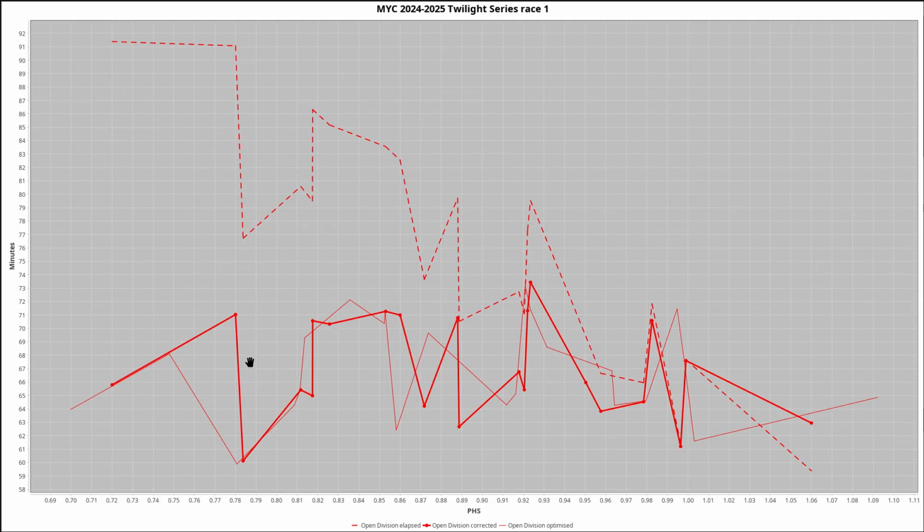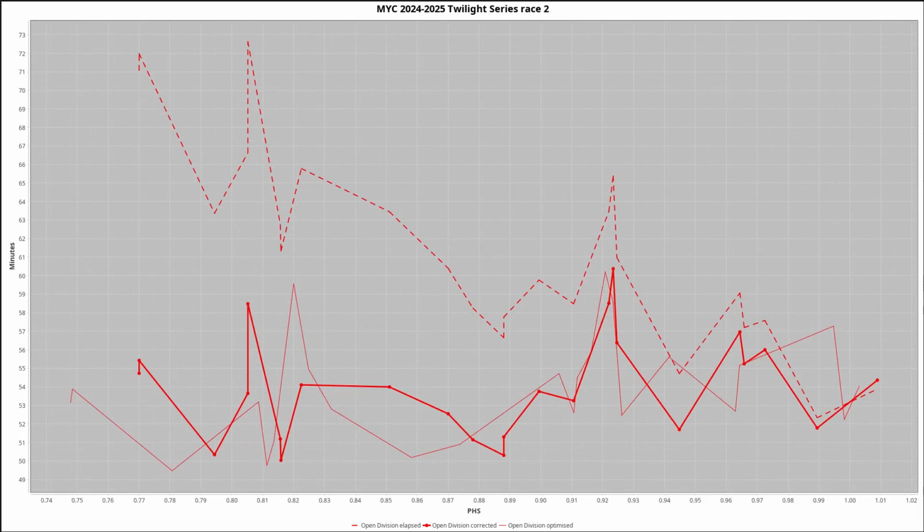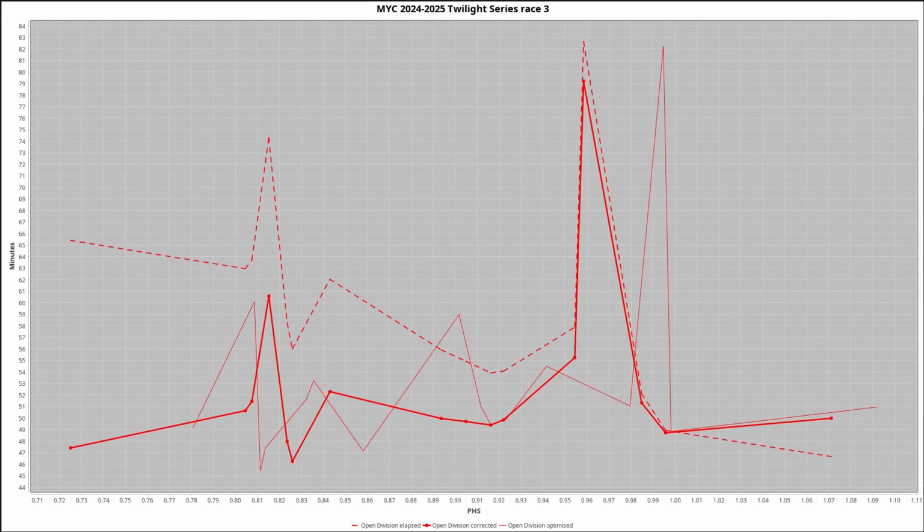I mean, it's probably within the variance of the boats themselves. They tend to zigzag up and down more than what the handicap would allow. So let's have a look at a few more. Race 2, another lovely one. Nice level lines. Maybe the slower boats are a bit advantaged there.